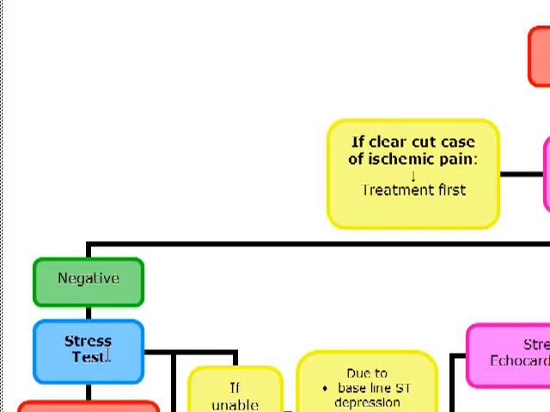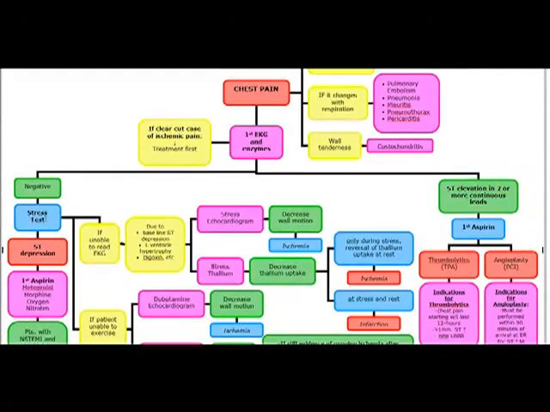The exercise stress test is the best of all methods to evaluate ischemic heart disease. It's going to be positive when there's greater than or equal to 2 millimeters of ST segment depression and/or a drop of more than 10 millimeters of systolic blood pressure.